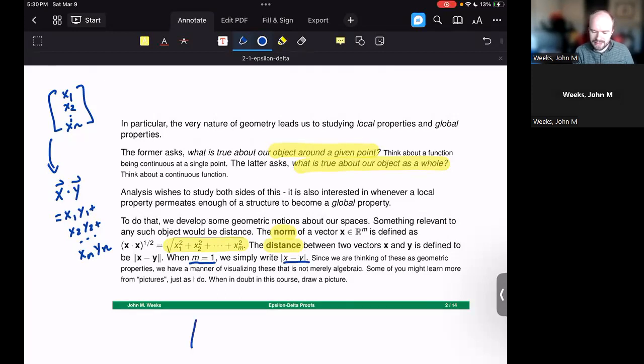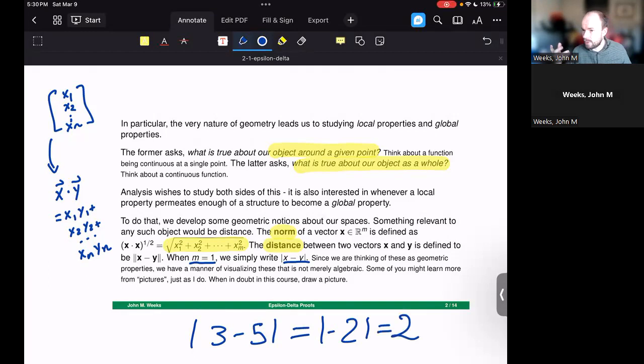If I'm trying to find the distance between 3 and 5, then I'm going to be taking the absolute value of 3 minus 5. That's the distance between those 2 points. It's the absolute value of -2, which is 2. Distance is always non-negative, and it's not going to be a complex number. It is always going to be a real number based on these results.